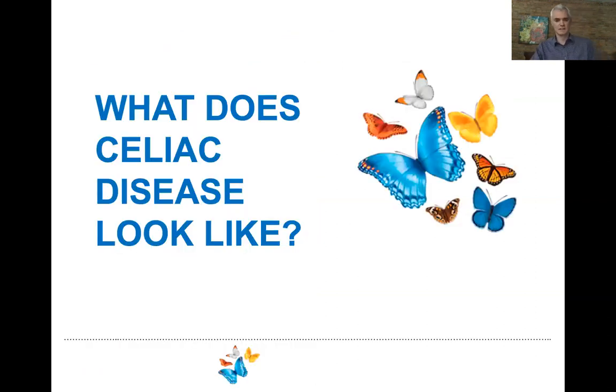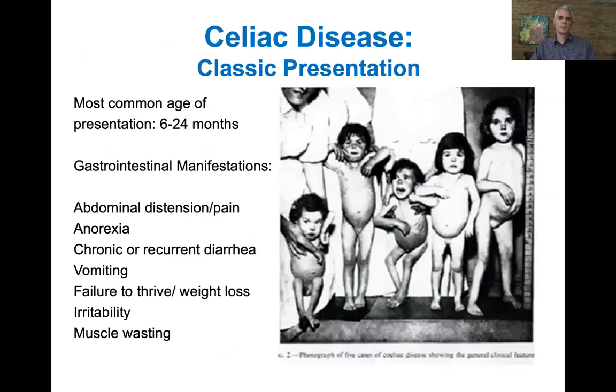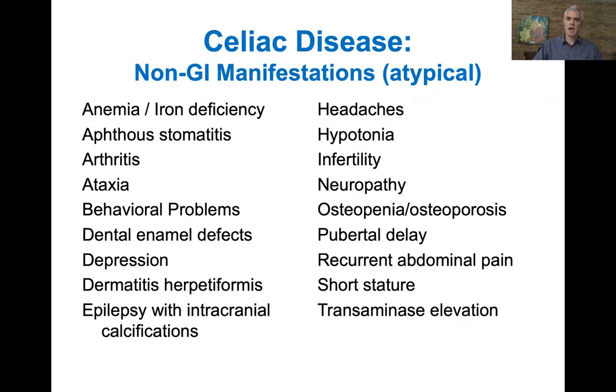What does celiac disease look like? The classical presentation is usually in the younger kids, and these are GI manifestations, including abdominal distension, abdominal pain, diarrhea, vomiting, failure to thrive, irritability, and muscle wasting. However, there are many non-GI manifestations, and these are probably even more common than the GI manifestations.